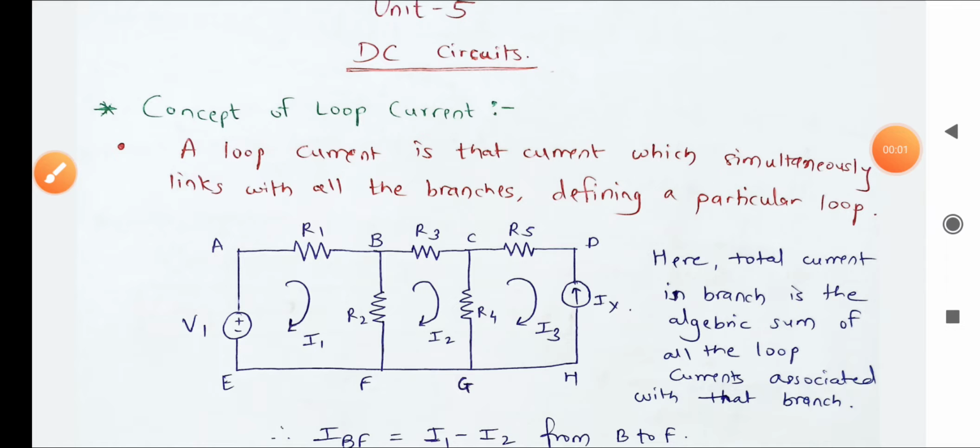Hello students, in this video I am going to cover the concept of loop current and some basic theorems such as KCL and KVL, which are very important to solve network problems. So first of all, we will move towards the concept of loop current.